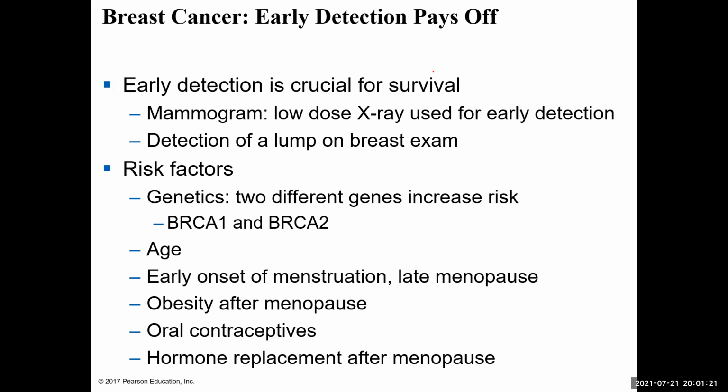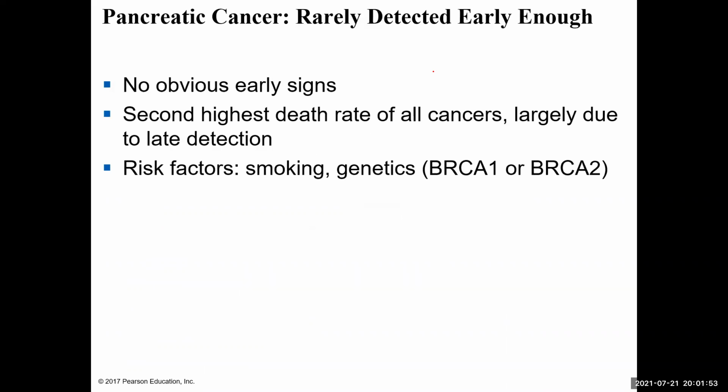Some increased risk factors are age, so higher age, increased risk, obesity after menopause, early onset of menstruation or late menopause, which is generally associated with some weirdness in your hormones, taking oral contraceptives, or using hormone replacement after menopause. And then also there are some genetics. There are 2 genes specifically that, if they're present, typically can lead to higher risk for breast cancer.